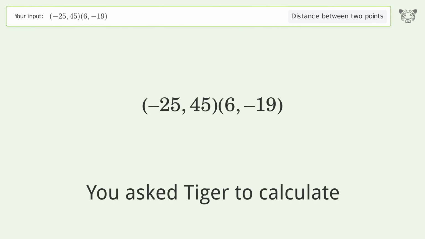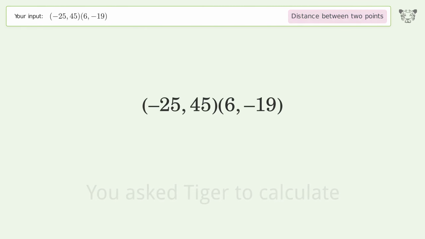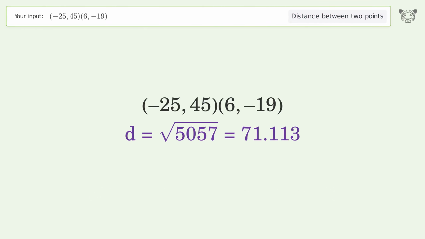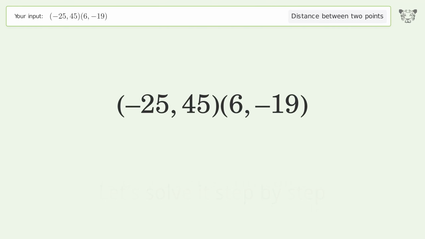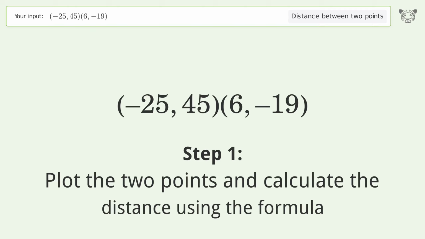You ask Tiger to calculate. This deals with the distance between 2 points. The distance between the 2 points is the square root of 5057 or 71.113. Let's solve it step by step. Plot the 2 points and calculate the distance using the formula.